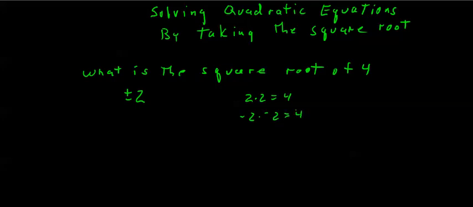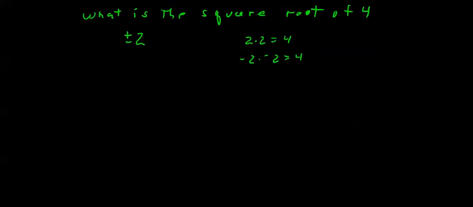Square roots, except for 0, 0 is the only exception, numbers always have two square roots, a positive and a negative. Sometimes we're going to have equations that look like this: x minus 4 squared equals 8.